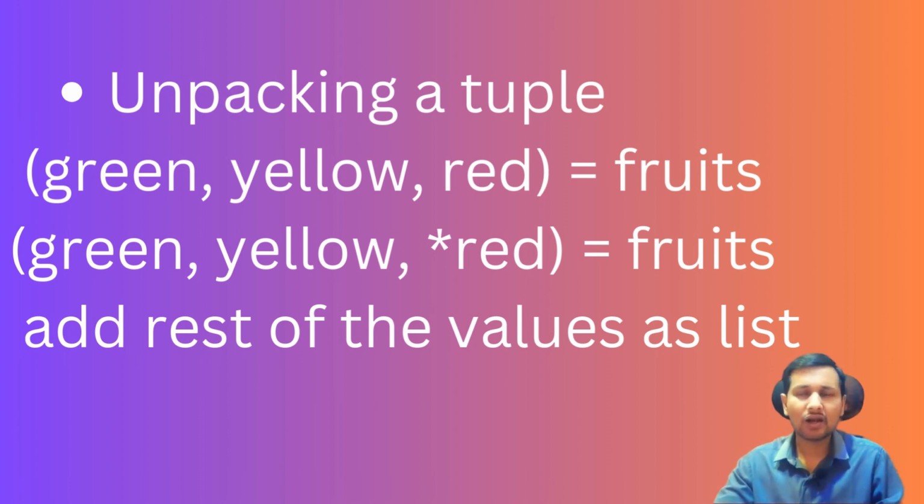Suppose if you use star of red, and there are more variables in the tuple, then red will be assigned a list of the remaining values in the tuple. So we'll see this in the hands-on.